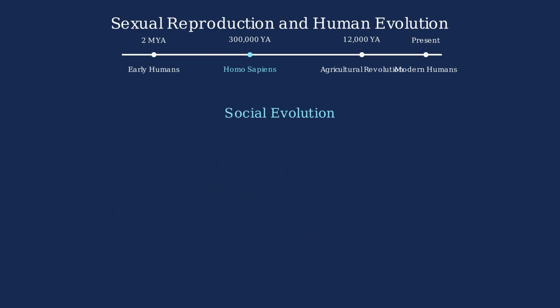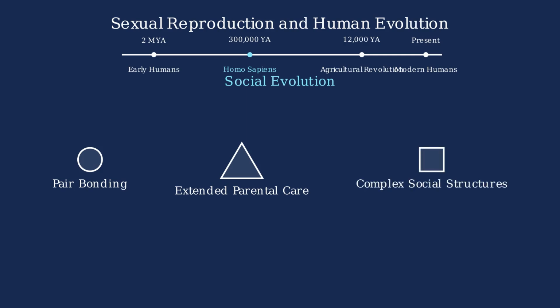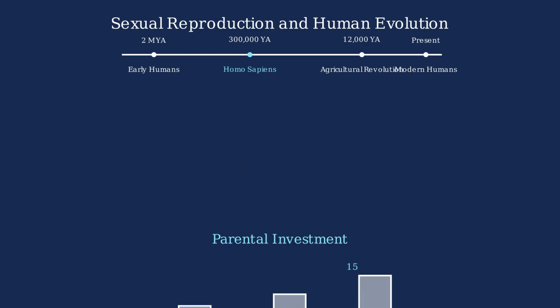Beyond biological adaptations, human reproduction evolved complex social components. Pair bonding emerged as a reproductive strategy, creating stable relationships for raising offspring. Extended parental care became essential, as human children require many years of learning and development. These adaptations led to complex social structures that further enhanced our species' success. Humans invest significantly more time in raising offspring compared to other species.